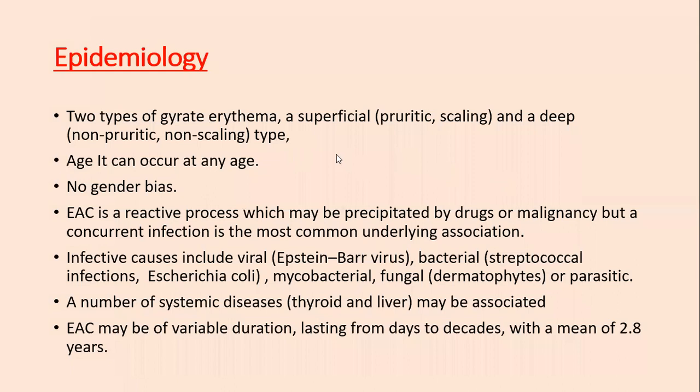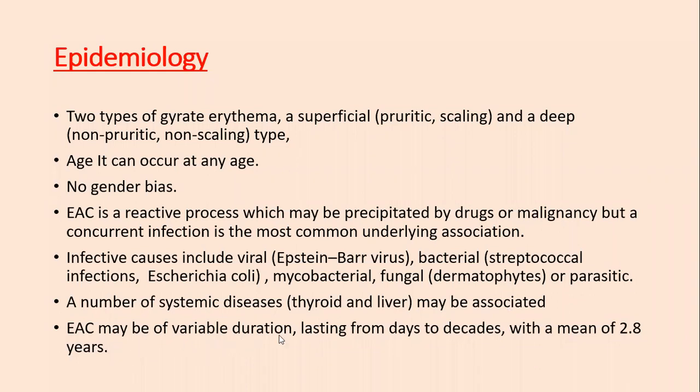Two types of gyrate erythemas: superficial, which is pruritic and scaling, and deep, which is non-pruritic and non-scaling. Any age, no gender bias. EAC is a reactive process precipitated by drugs or malignancy, but concurrent infection is most common. So again, here it is EBV, Epstein-Barr virus, which is also seen in annular erythema of infancy, bacterial like Streptococcus, E. coli, mycobacterial, fungal, dermatophytes, and parasitic. A number of systemic diseases like thyroid and liver disease may be associated.